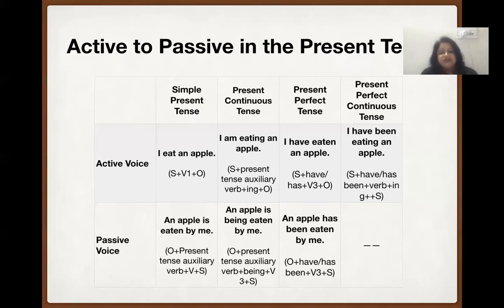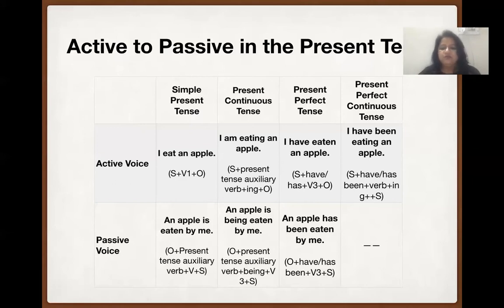Now an apple has been eaten by me. Again, the first structure is S plus have or has depending on the subject, plus V3. V3 is the third form of the verb, which is past participle, plus O, which is object. So I is the subject, have or has. Now we don't say I has, we say I have. So out of has or have, we have chosen have. So I have eaten, which is the third form of the verb, which is the past participle. I have eaten plus O, the object. So I have eaten an apple. That becomes the sentence structure.